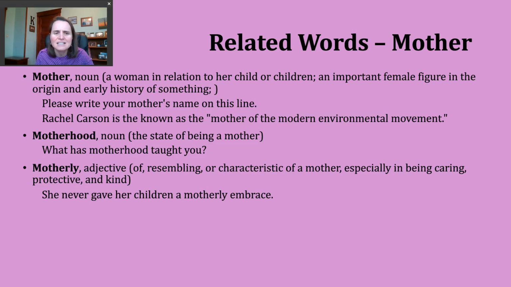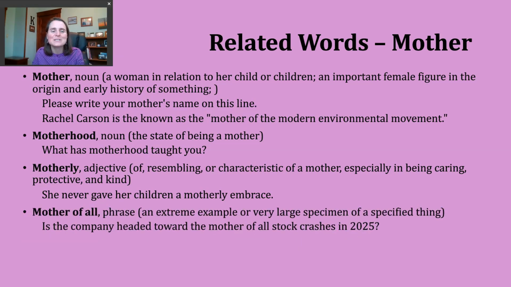Again, maybe kind of a sad or difficult description here, but someone was not sort of behaving or acting in a way of what we think of or what we associate with mothers. So this might not have been an affectionate person, someone who liked to hug, but that's what that sentence is describing. I'm going to leave us with one phrase, and it's the mother of all.